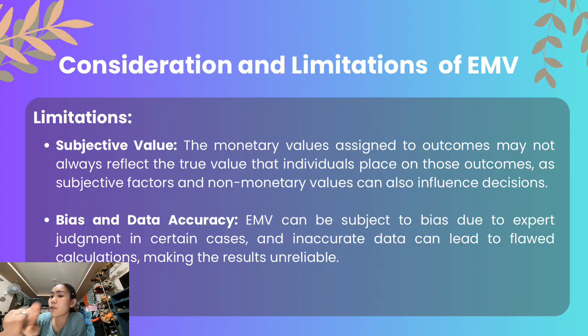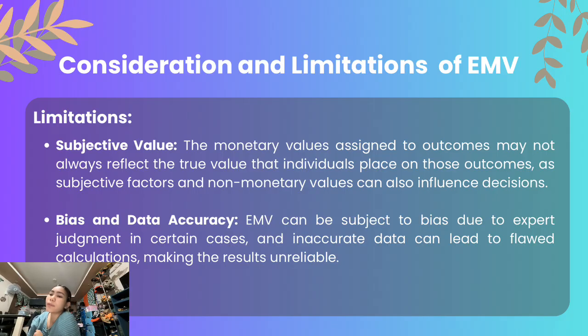So another, number 4, is bias and data accuracy. EMV can be subject to bias due to expert judgment in certain cases, and inaccurate data can lead to flawed calculations, making the result unreliable. EMV calculations depend on accurate data and honest assessment. So for example, if an expert wrongly estimates the risk of machine breakdown as 5% when it's really 25%, you'll be unprepared, right?